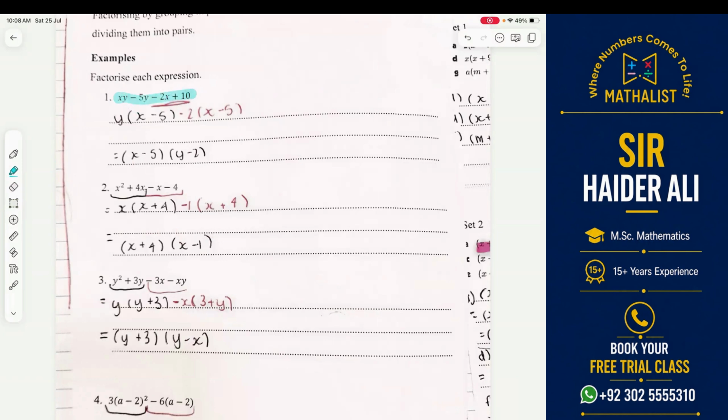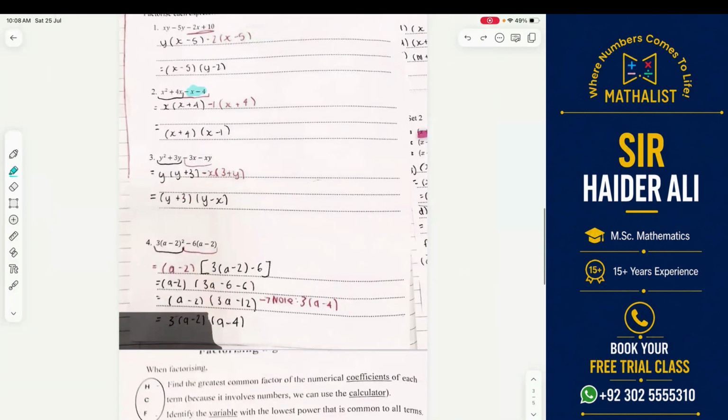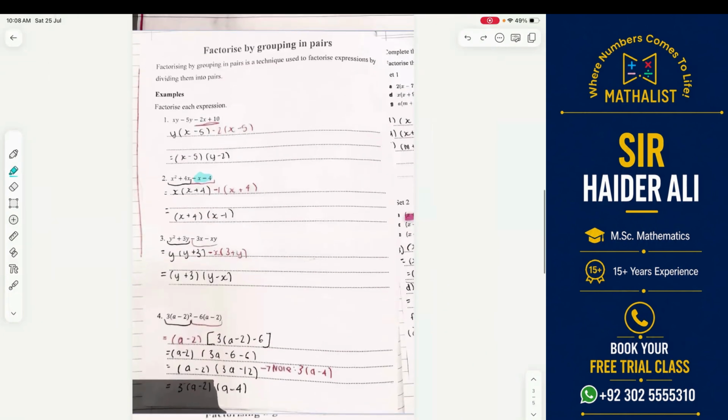2 to pair. Like I take the y common and x minus 5 minus 2 common, x minus 5. X minus 5, x minus 5 common. Inside I have y minus 2. Okay. And further now, x common from these two, minus 1 common from these two, and x plus 4 common. I think these all questions also easy, right?